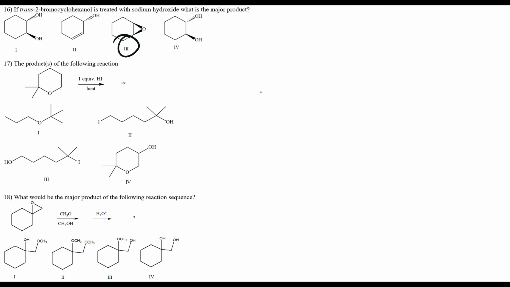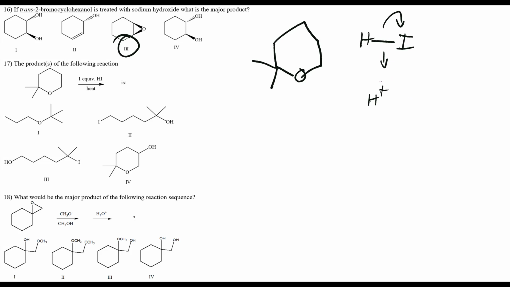Number 17. The product of the following reaction is what? Well, again, we're going to have to draw it out. So we have this ether, right? And we have 2 methyls on this carbon, but reacting it with hydrogen and iodine. Well, of course, the iodine is more electronegative than the hydrogen, so he's going to get the electrons when the bond breaks. Thus, we form a positive hydrogen and a negative iodine.